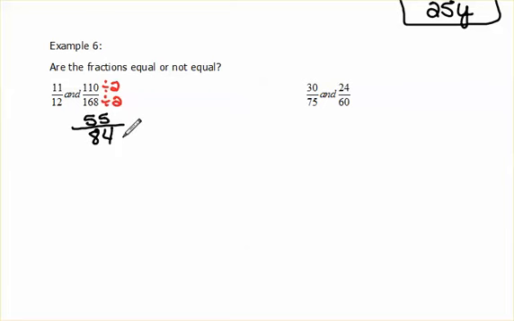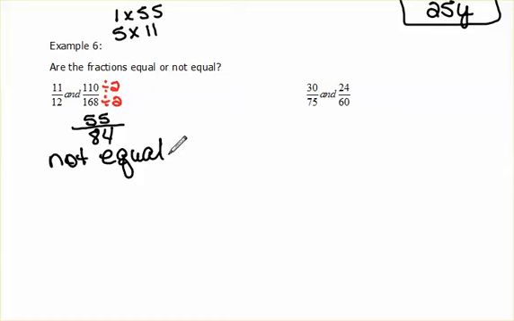Now, looking at 55 and 84, the only factors of 55 are 1 times 55. Let me write them up here. 1 times 55. 2 doesn't go into it. 3 doesn't go into it. 4 doesn't. 5 does. 5 times 11. Those are the only factors of 55. So none of those factors exist inside of 84. So both of these now are in its most simplest form, and they do not match. So these are not equal fractions.